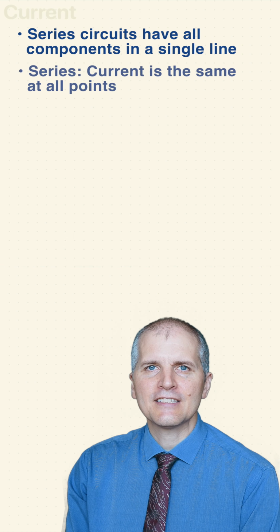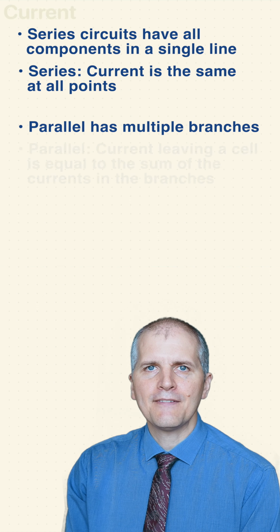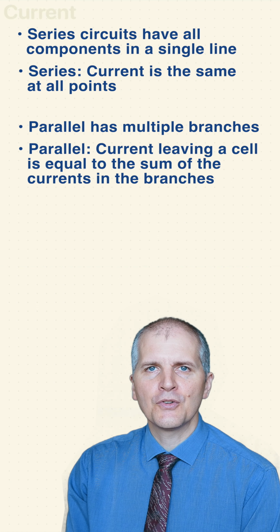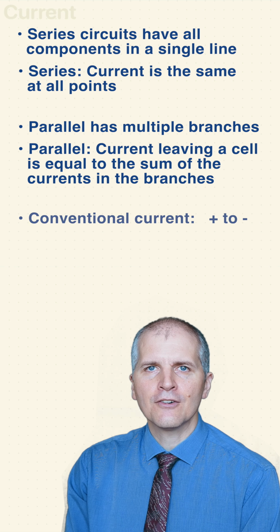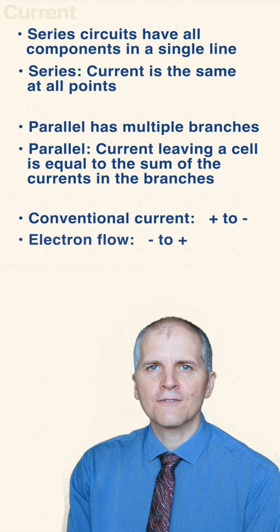In summary then, we already know about series circuits, and in a parallel circuit, the current leaving a cell is equal to the sum of the currents in each of the branches. And conventional current flows from positive to negative, whilst electron flow goes from negative to positive.